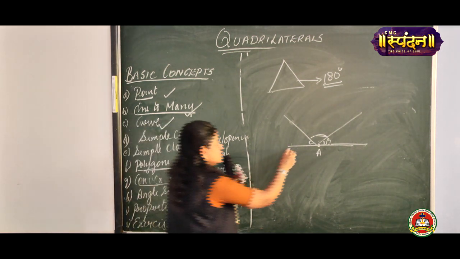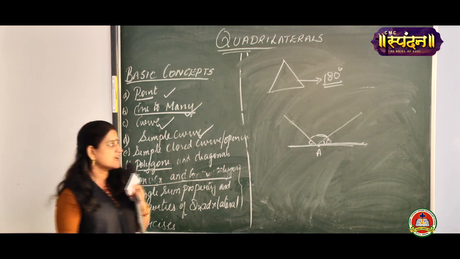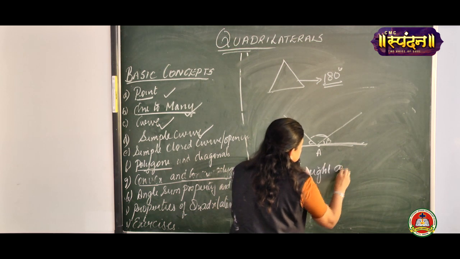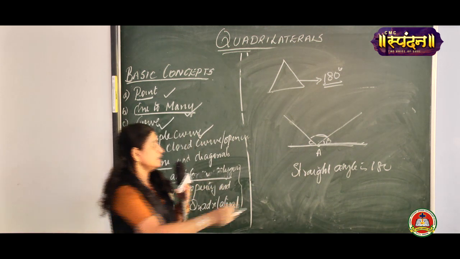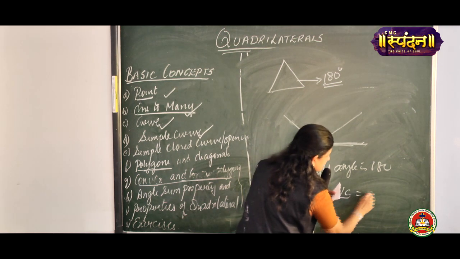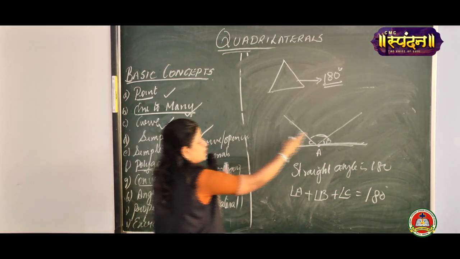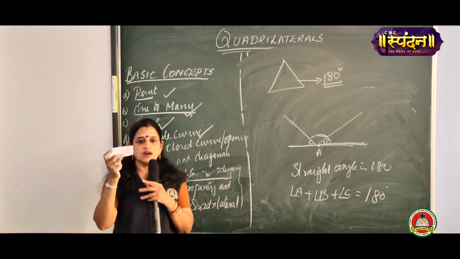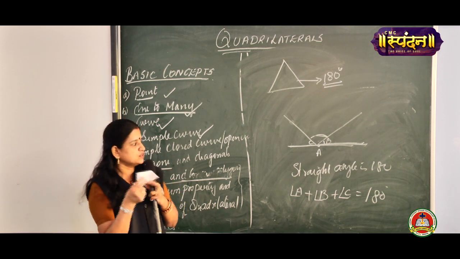Why? Because this is a straight line. What is a straight angle? Straight angle is 180 degrees. Since a straight angle is 180 degrees, we can prove that angle A plus angle B plus angle C is equal to 180 degrees. So this is the angle sum property of a triangle. Hope you understood by this activity how you can prove the angle sum property of a triangle. You can do it by some other method also.